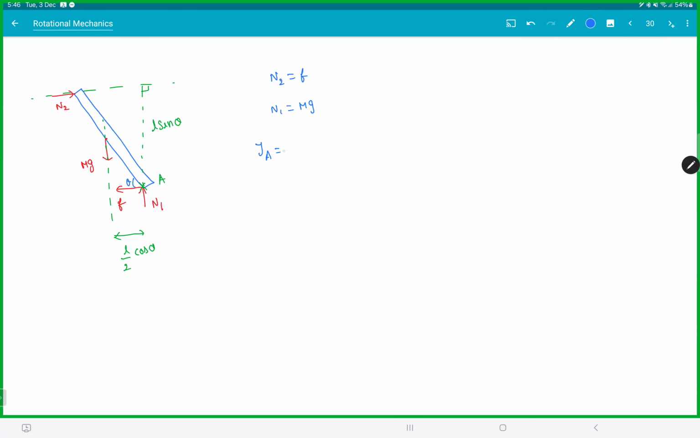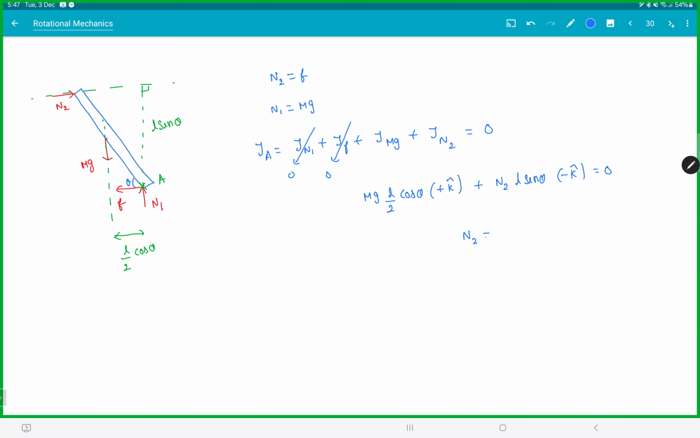Then torque about A will be torque due to N1, torque due to friction, torque due to mg plus torque due to N2 is 0 because it's in equilibrium. Friction's torque is 0 because it is passing through. N1's torque is 0 because it is passing through the axis. Mg's torque is mg times perpendicular distance L by 2 cos theta. And if this is the axis, this is the force, the body will try to rotate anti-clockwise. I hope that part is clear. You should be clear with the directions: plus k cap. Similarly, N2 will be sine theta minus k cap.